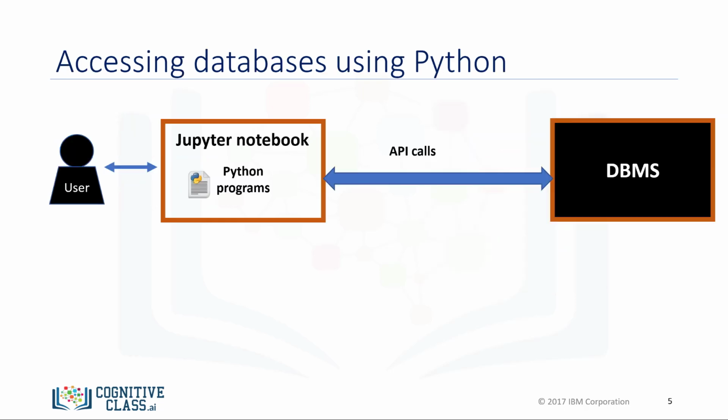This is how a typical user accesses databases using Python code written on a Jupyter Notebook, a web-based editor. There is a mechanism by which the Python program communicates with the DBMS. The Python code connects to the database using API calls. We will explain the basics of SQL APIs and Python DB APIs.